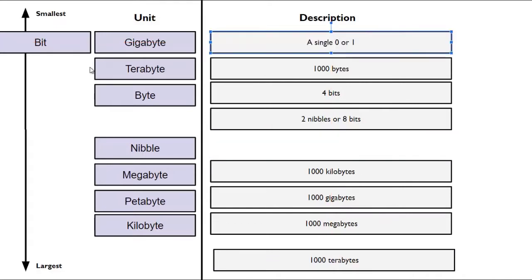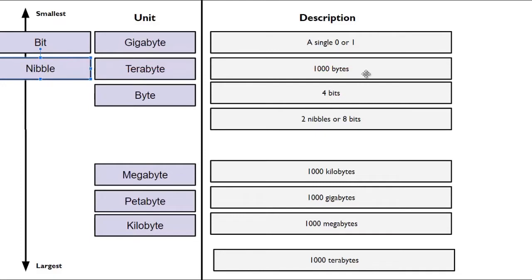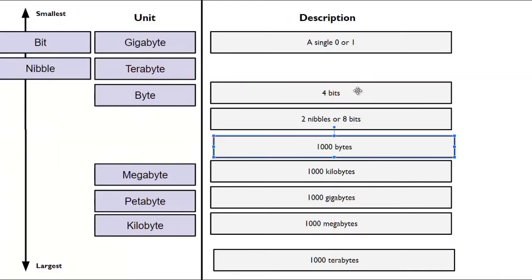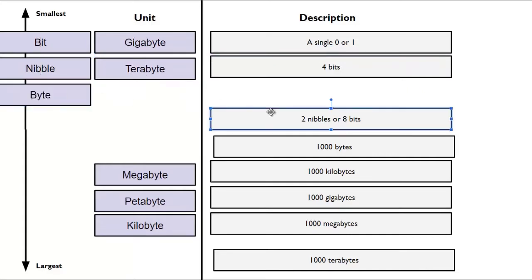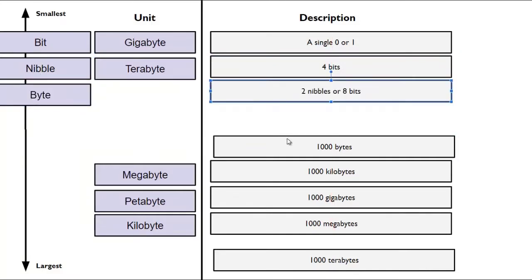Okay. After a bit, we have a nibble. A nibble is 4 bits. Okay, so a nibble is 4 bits, 4 zeros or 1s. After our nibble, we've then got a byte. A byte is 8 bits, which is also 2 nibbles.